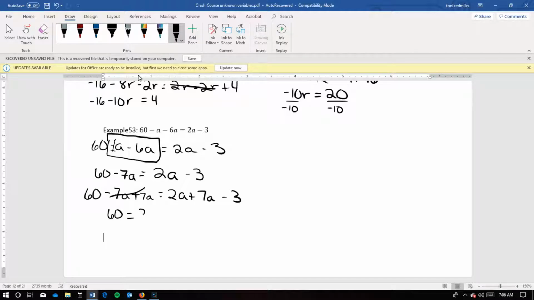2a plus 7a is 9a. I don't like the way this looks. I'm going to flip-flop the sides. Did not change anything, just the side it was on. And now I'm going to identify that the 3 is being subtracted from the a. So to undo it, I need to add it.